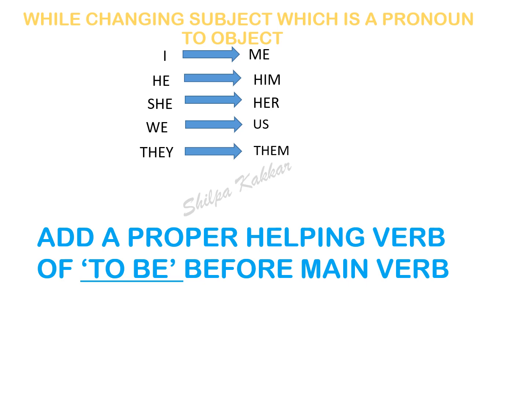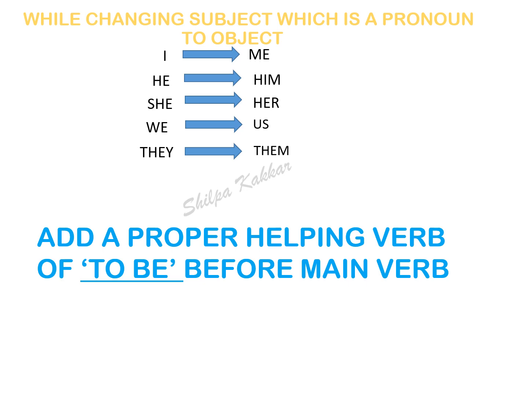So, while changing the subject, which is a pronoun, to object, we have to keep certain things in mind. If the pronoun I is there, then we'll turn it into me. Alright. I wrote a letter. A letter was written by me. Alright, this is what we have to keep in mind.